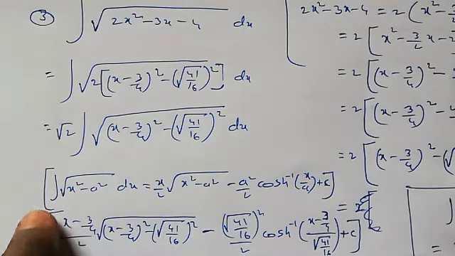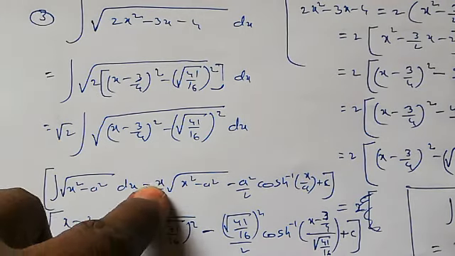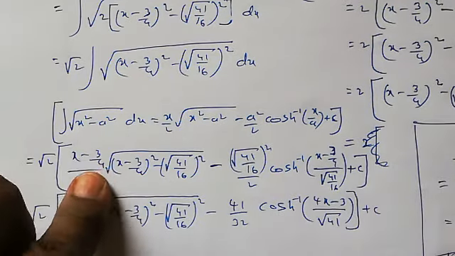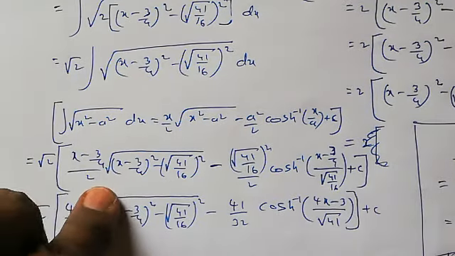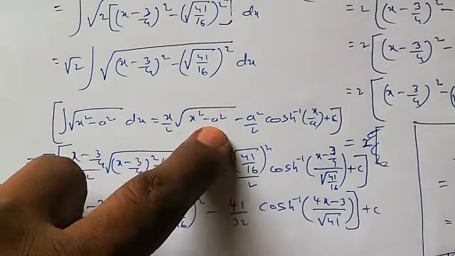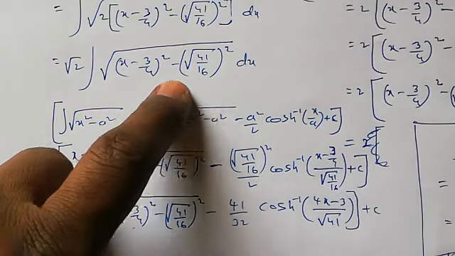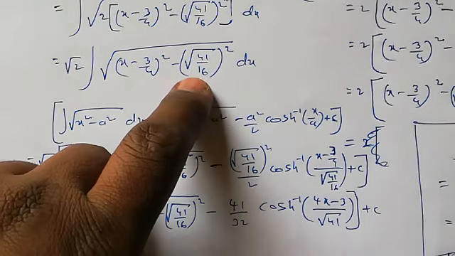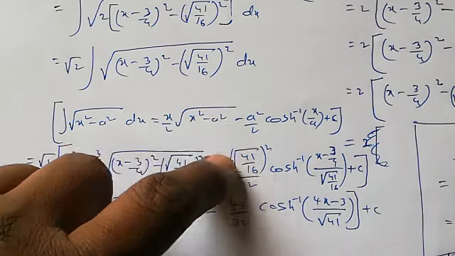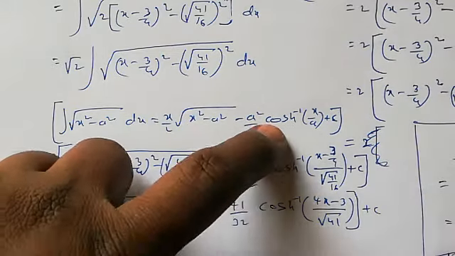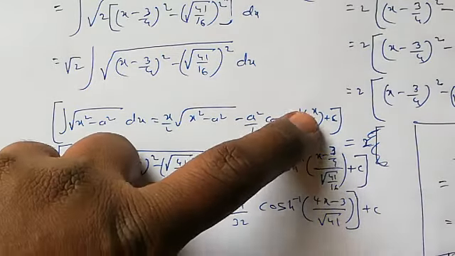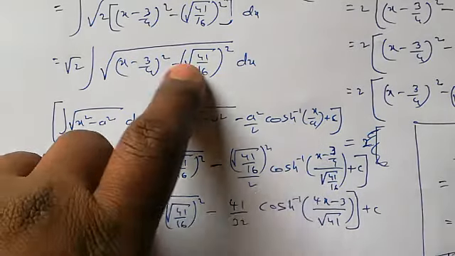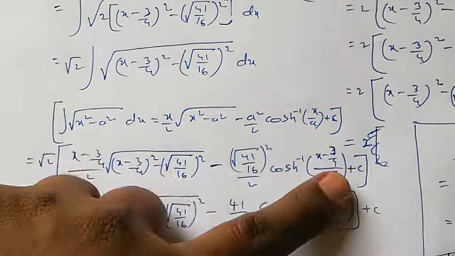So root 2 into, open the bracket, what is the first here? x by 2, x here means x minus 3 by 4. So I am writing x minus 3 by 4 by 2 into root over x square minus a square, write this one as it is, minus a square, here a square means root 41 by 16 whole square by 2 into cos h inverse of x by a, x means x minus 3 by 4, by a means root 41 by 16, plus c.